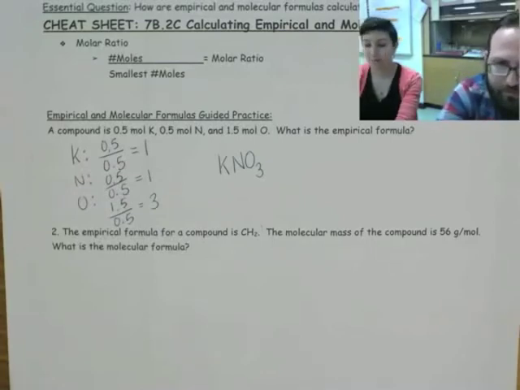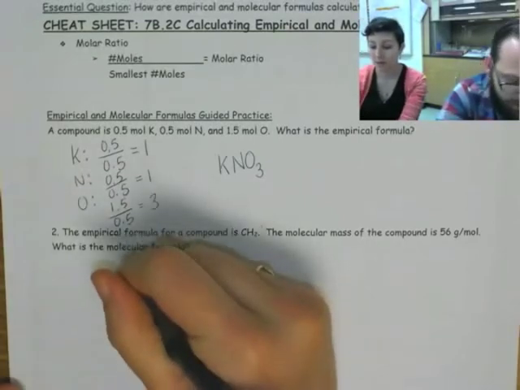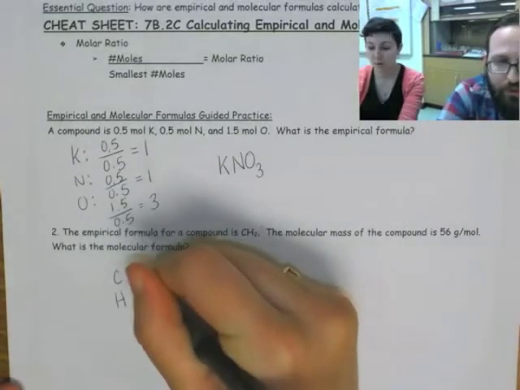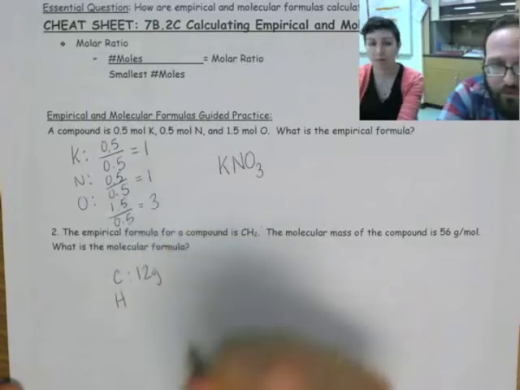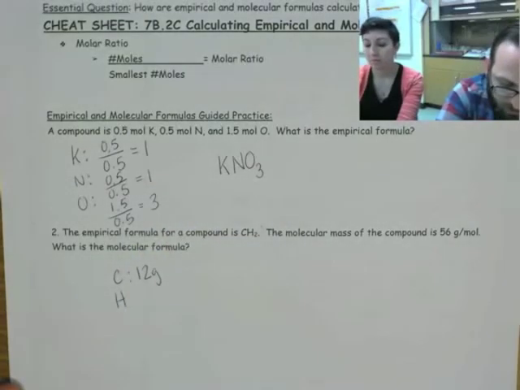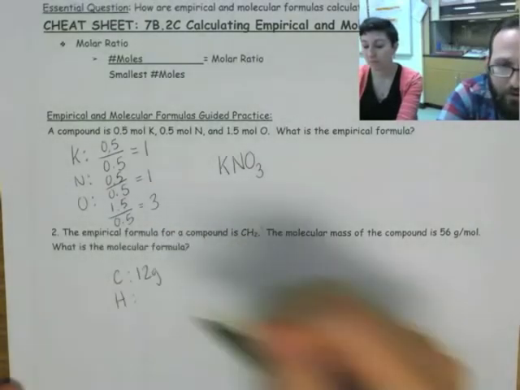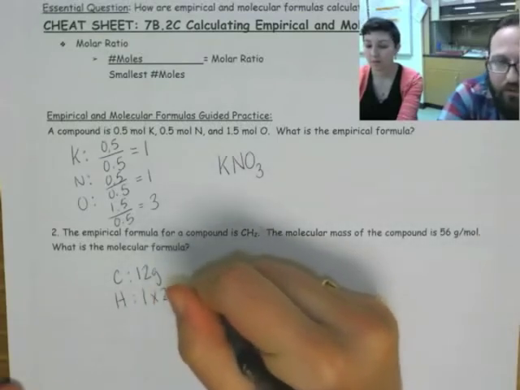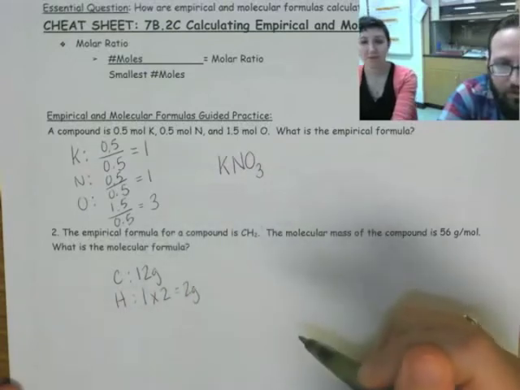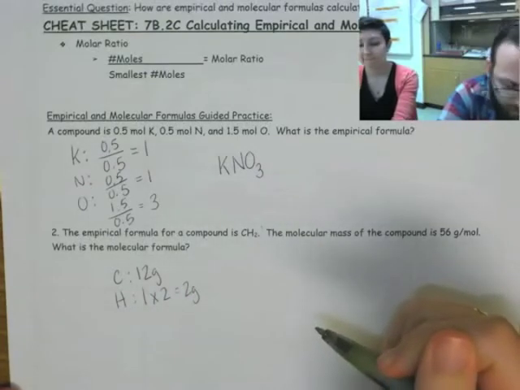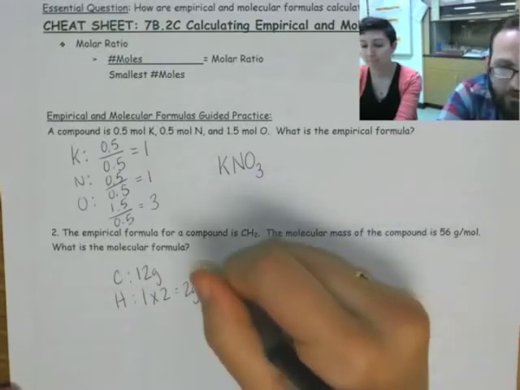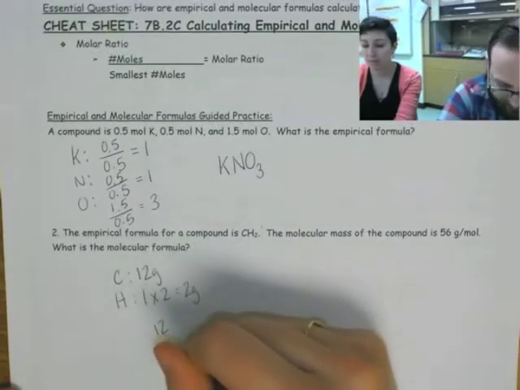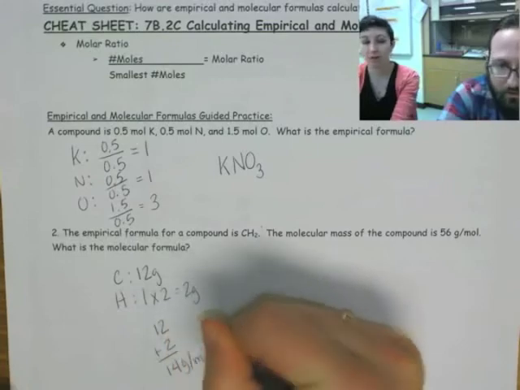So we're going to start by finding the molar mass of carbon, which is 12 if we look at that on the periodic table, rounded, of course. And the molar mass of one hydrogen is 1. Well, we got 2 of them, so 1 times 2 is 2. Then we add those up, and our molar mass of CH2 is 14 grams per mole. So that's our ratio one.